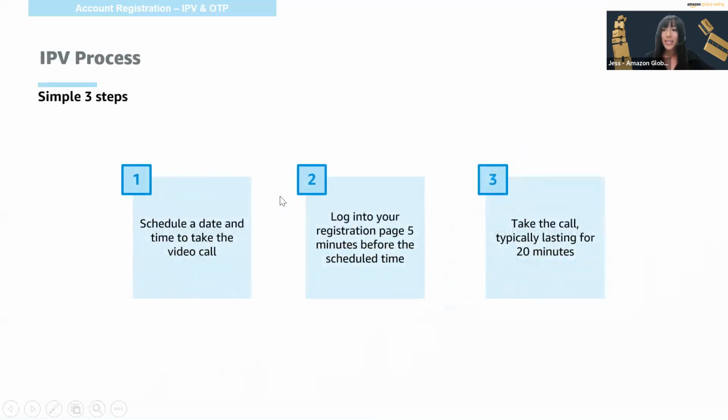The IPV process is fairly simple. It's just 3 simple steps. Firstly, you have to schedule a date and time to take the video call with an Amazon associate, and this is done through the account registration page itself. Then 5 minutes before the scheduled time, you can log into the registration page, and the button that says join video call should light up. Click on that. And lastly, you can just take the call, which typically lasts for 20 minutes.